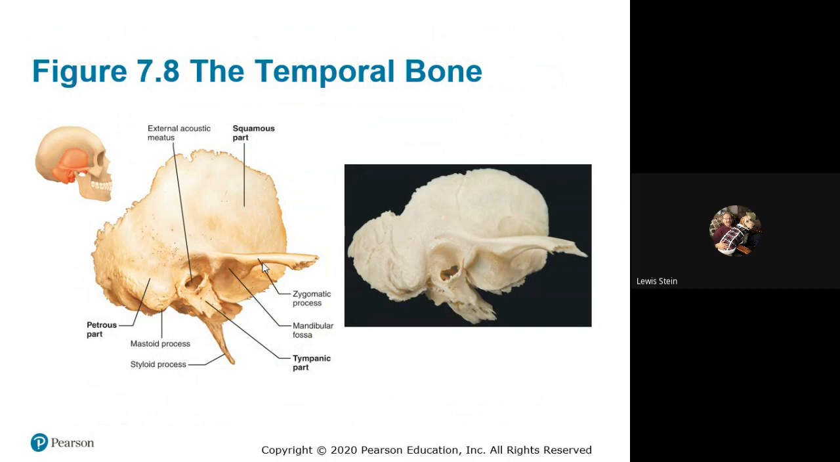See? Learn something new. Those are the big features. On the inside, you've got this. So a meatus is not just an opening, it's a tunnel. So external, and therefore this is internal. And then lastly, there's an interesting little opening.